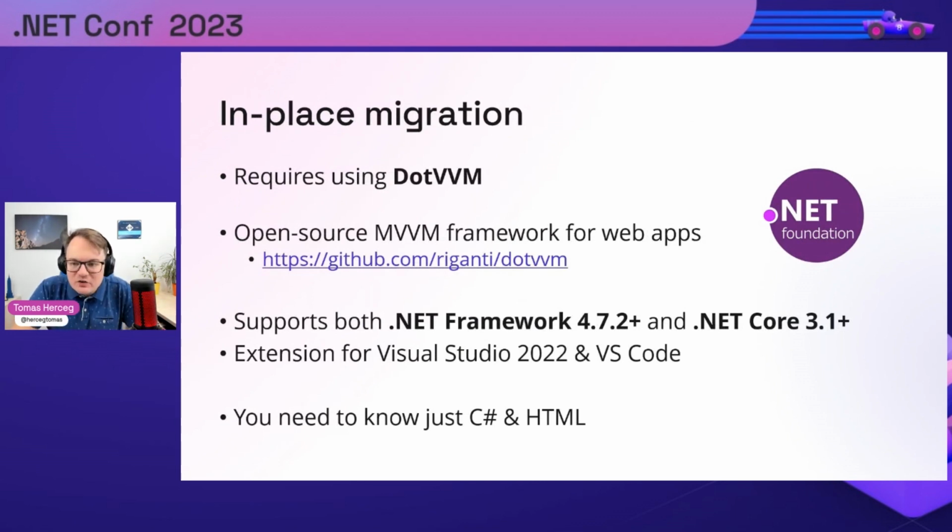The in-place migration is the second method I will be talking about. It requires using an open source framework called DotVVM, and it's the only web framework for .NET which supports both old .NET and the new .NET Core and 7 and 8 and things like that. So you can use this technology as the migration bridge between these two worlds. Basically, you will need to install DotVVM in the project, and then you can do the migration in place.